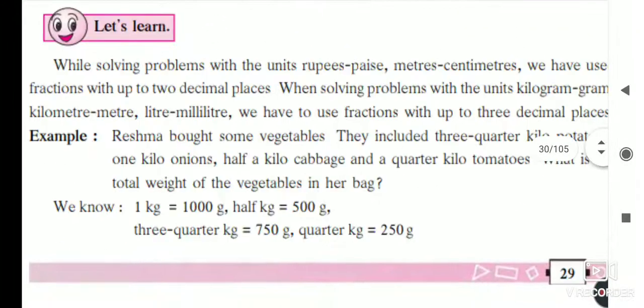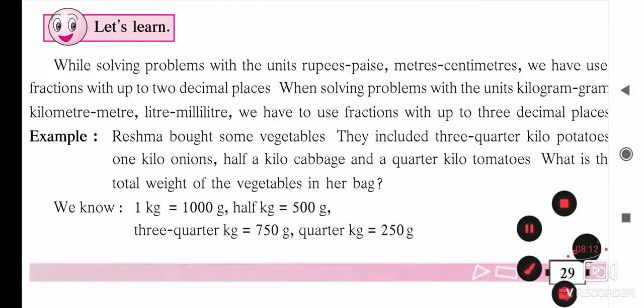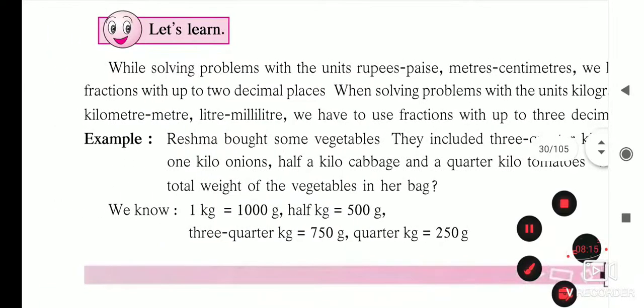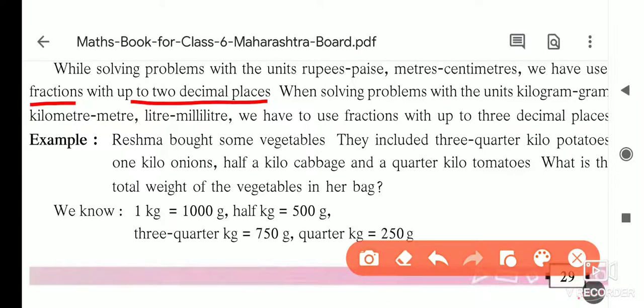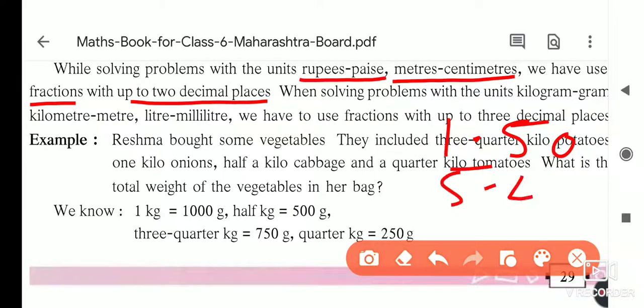Let's learn. While solving problems with units rupees, paise, meter, centimeter, we have to use the fraction up to 2 decimal places. For example, we just saw 1 rupees and 50 paise, then 5 rupees and 50 paise. In this way we are writing; how many decimal places are these? 2. This is the first place after the decimal, and this is the second place after the decimal point.